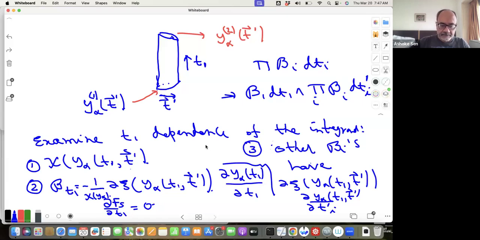Is this clear? Why was del Fs by del T1 0? Because no other things are changing. As you are going vertically, you are at a fixed point in the moduli space. You are not changing anything along this vertical direction. So the location of all punctures and all are just fixed. They are all fixed.